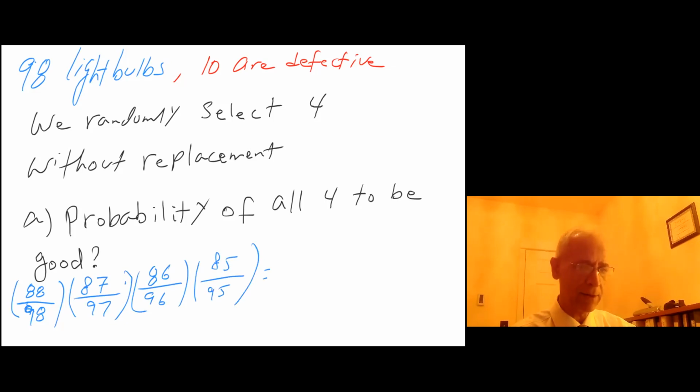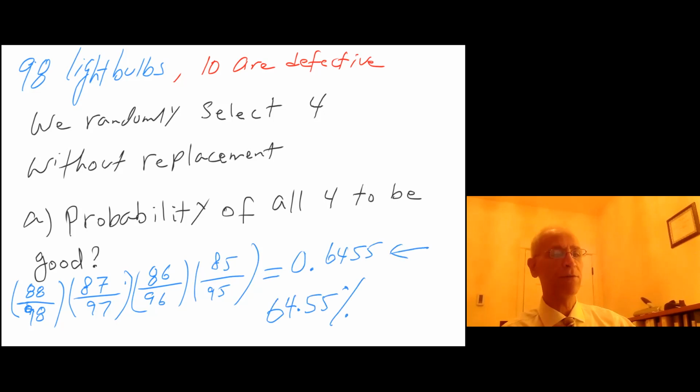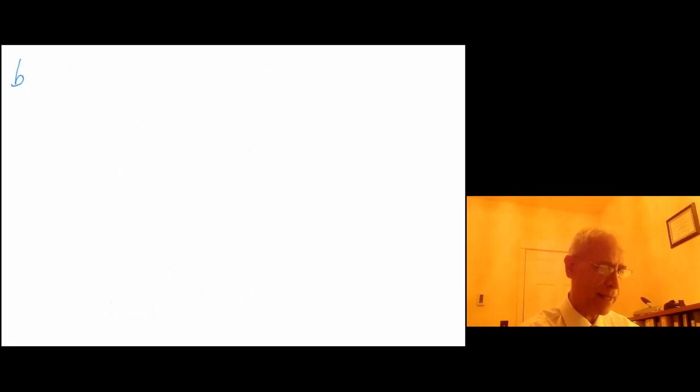And according to my calculator, to 4 decimals, I get 0.6455. So there is 64.55%. I'm just multiplying this number by 100. So 64.55% chance that all 4 of them are good. Let's go to part B and figure out the probability that all four to be defective.